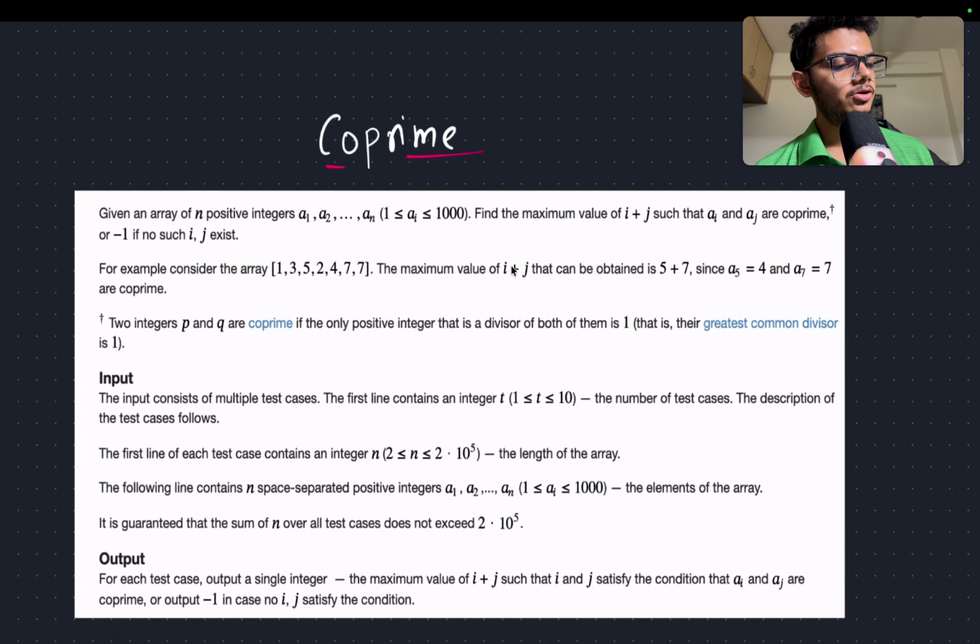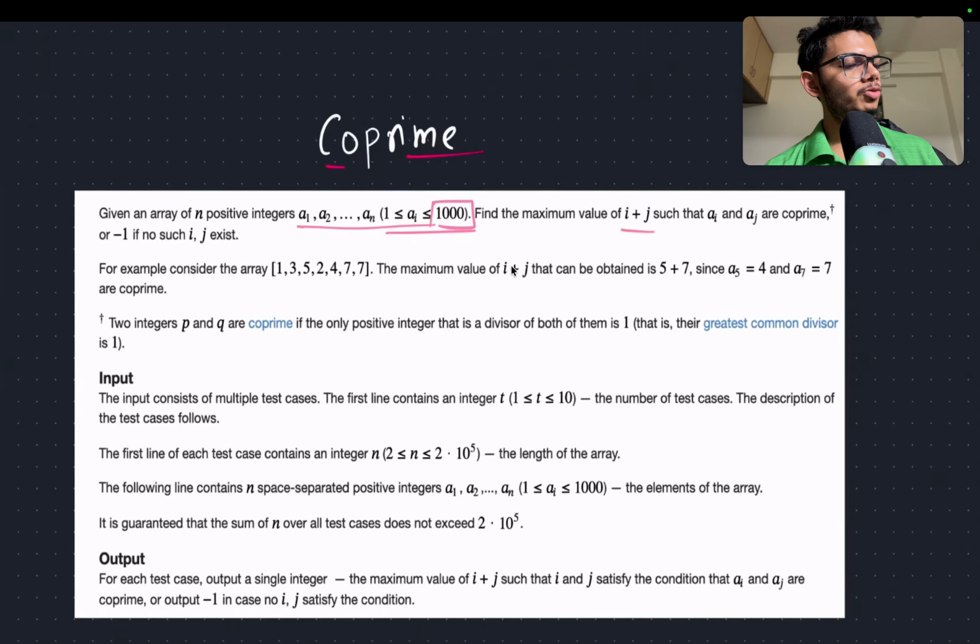We are given an array of n positive integers, a1, a2, and so on till an. Each ai belongs in the range 1 to 1000. Very interestingly, it is only going till 1000. This is very important, right? So straight away my attention goes to this range. These numbers are in a very small range, 1 to 1000. Let's go on. Find the maximum value of i plus j such that ai and aj are coprime.